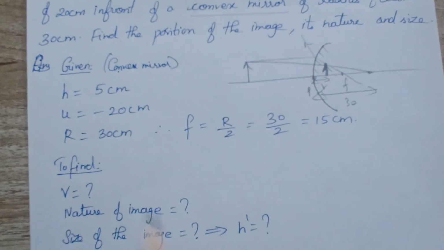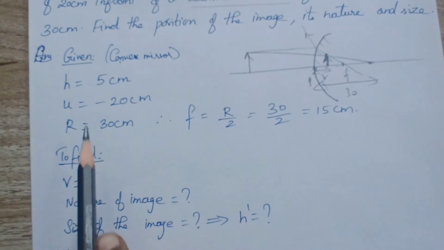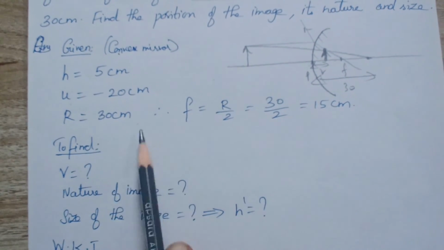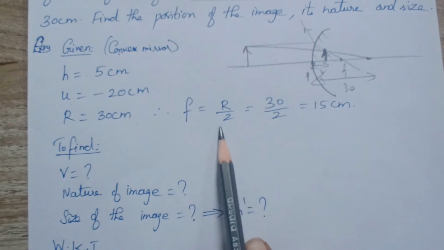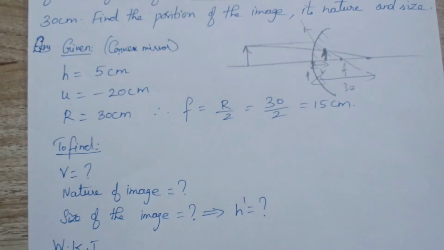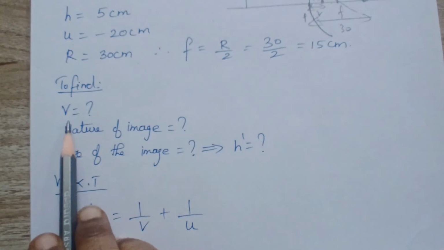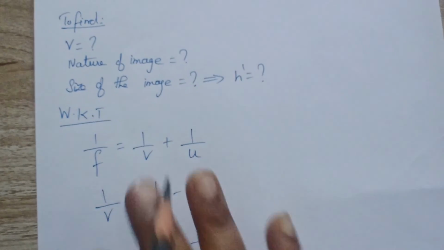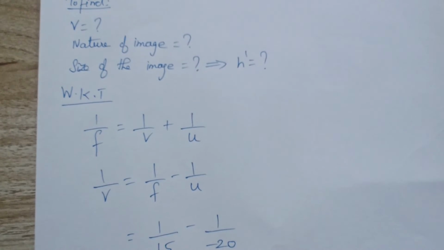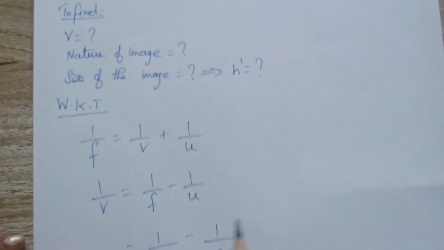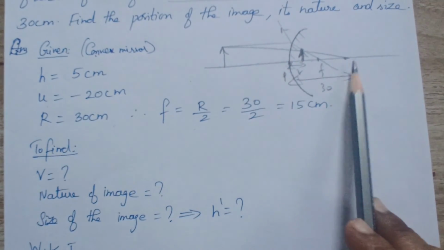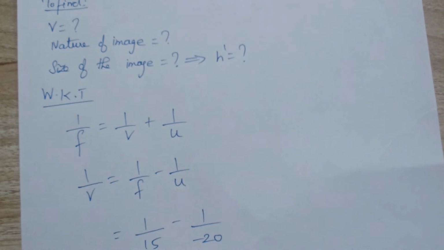You are given the height of the object, the distance of the object and the radius of curvature. From the radius of curvature we found that f equals 15 centimeter. We need to find the value of v, the nature of the image and the size of the image also. You know the mirror formula, so you can substitute this. 1 by f. Why is f positive here? Because it lies behind the mirror, which is the positive side of the x-axis.